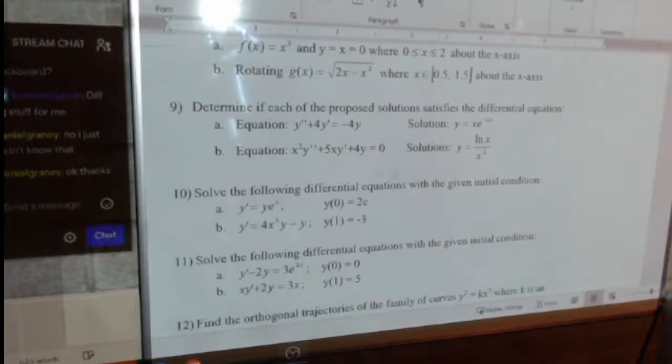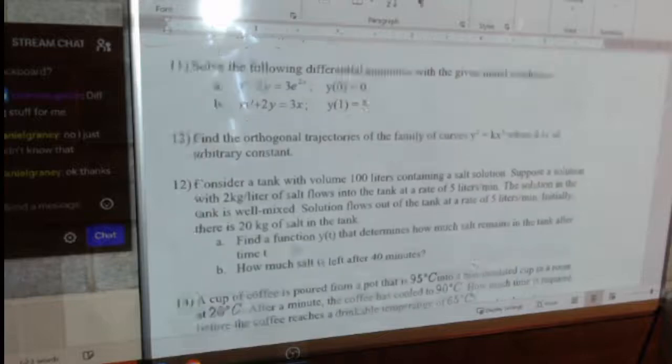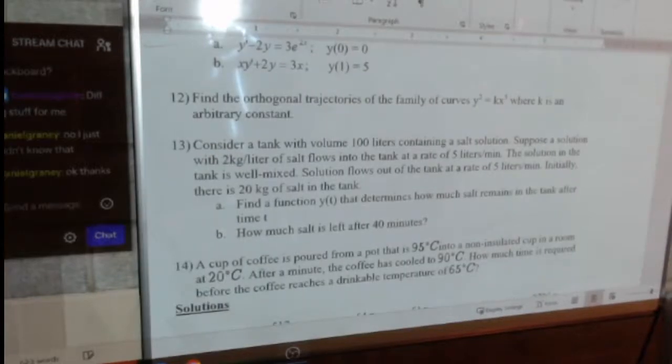Making sure an equation works within a differential equation. Solve the following differential equations. So that's both separation of variables and integrating factors. And then there were some applications. The ones that we did were orthogonal trajectories and Newton's law of cooling. We skipped the mixing problems, so you do not have to worry about number 13.